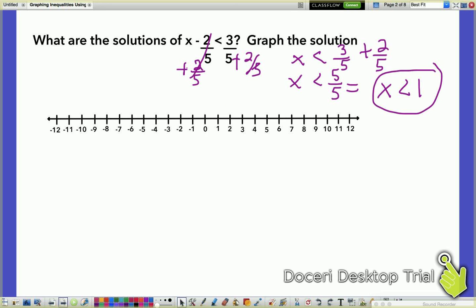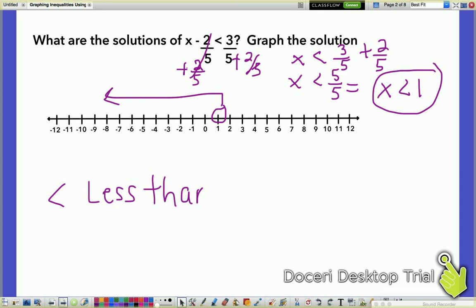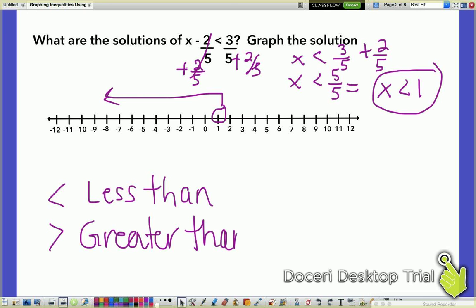So go to my 1. It's an open circle because I don't have a line underneath. It means it's not including 1. And less than goes that way. And you guys probably all know this, but I figured I'd just write it down. Okay, less than and greater than.